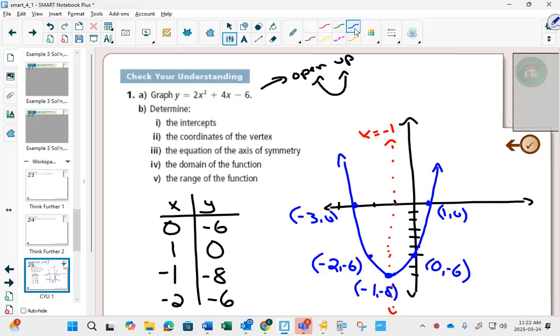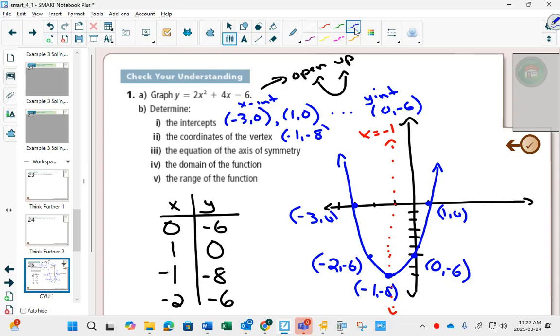So did we determine everything they wanted? Almost. We have our intercepts. -3, 0. These ones, we'll list them. These are our x-intercepts. -3, 0, and 1, 0. And then our y-intercept is 0, -6. So we found all of the intercepts. Do we have the coordinate of the vertex? We do. -1, -8.